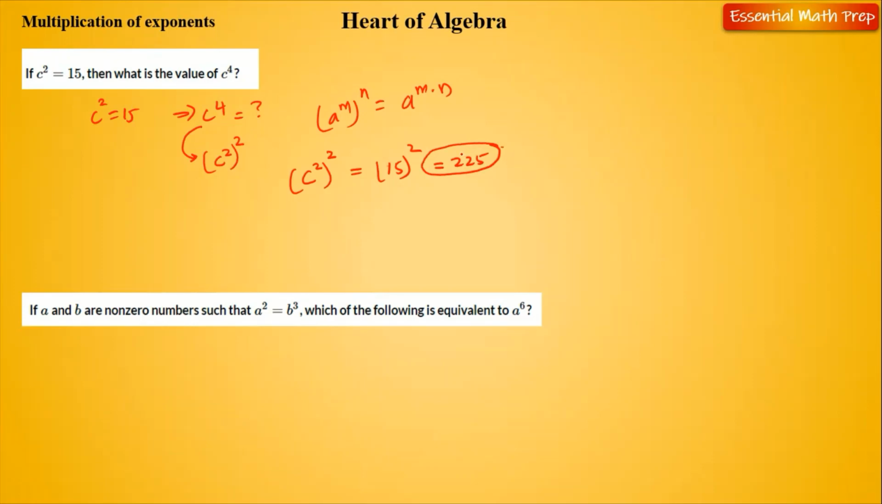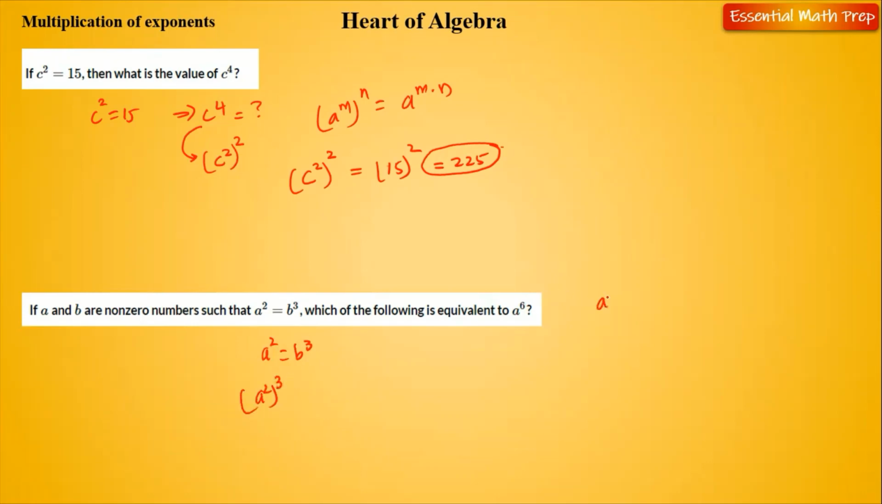All right, if a and b are non-zero numbers such that a squared equals b cubed, then the following is equal to a power 6. Essentially what they're asking is that all your answer choices, if this was multiple choice, would be in terms of b, right? We know a squared equals b cubed. What is a power 6? That means you should have cubed it, right?